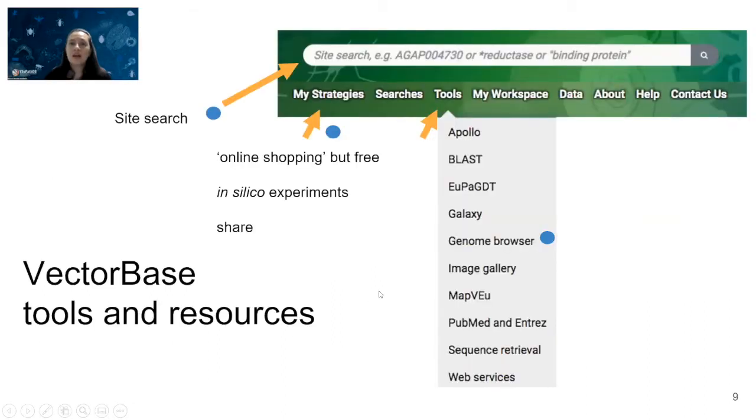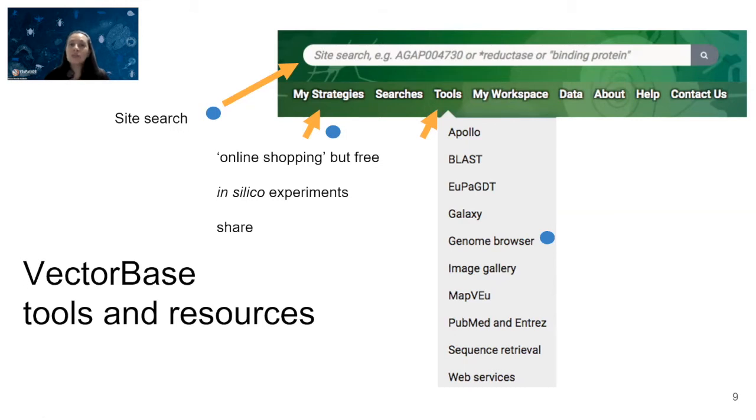This is the top of the VectorBase screen. You will find in the header the site search box. It works like Google. You just type to find things, especially if you are new to the website. This will be a great resource for you because it will tell you where you can find things. We will also do exercises in this workshop to show you how to use the strategy system. And the strategy system is like online shopping, but free.